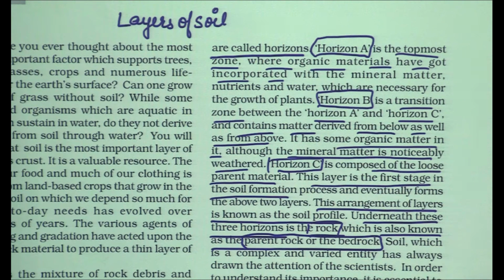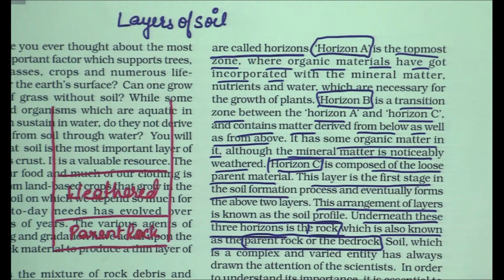So, if you try to take it, this paragraph is actually asking us to understand that ideally soil will incorporate a few defined genetic horizons. This will be parent rock, over which will be the genetic horizon that is weathered rock, over which will be the genetic horizon that is called subsoil, and over it is topsoil.